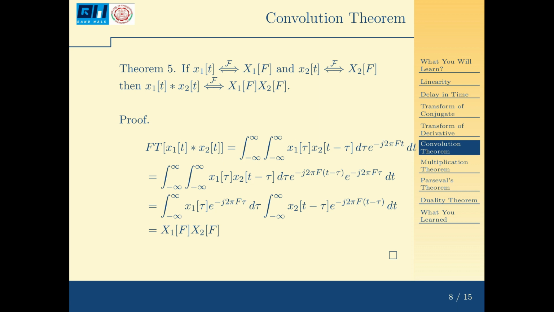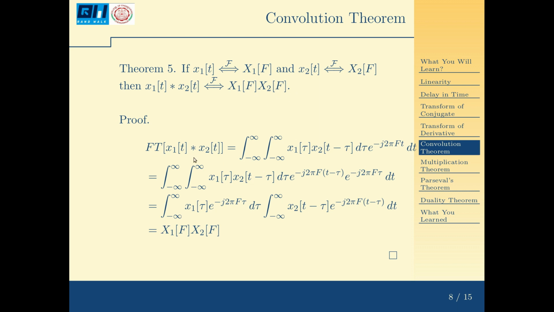Then I have the convolution theorem. If I have two signals x1(t) and x2(t) with Fourier transforms capital X1(f) and capital X2(f), then x1(t) convolved with x2(t) has a Fourier transform of X1(f) times X2(f). Now what does this say? A convolution in the time domain appears as a multiplication in the frequency domain. If in the time domain I convolve two signals, in the frequency domain their Fourier transforms get multiplied.